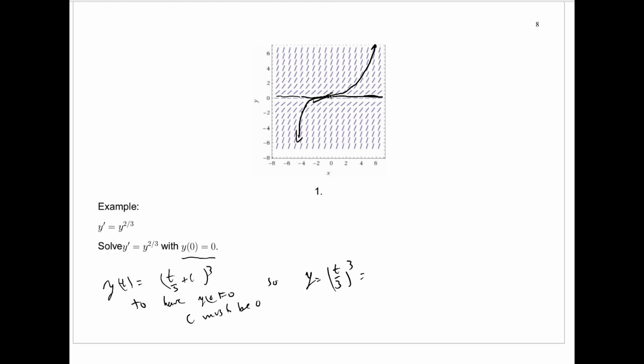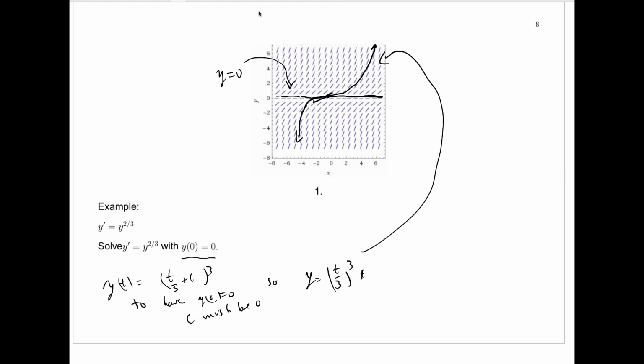And so here's the thing that makes this differential equation very different from any linear differential equation. Through this one point, 0, 0, we have two different solutions. And in fact, there are a whole lot more that I haven't shown you. These are two different solutions: either y equals t over 3 cubed, that's this solution, or y equals 0, that's this solution, and they both go through the same point, so there's not a unique solution to the initial value problem.